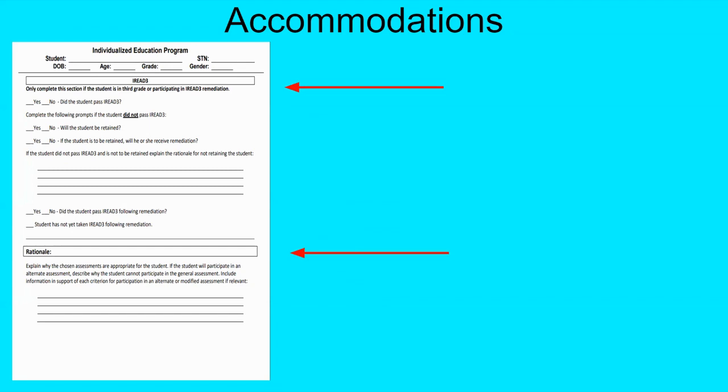And then, of course, you have to present the rationale, explain why the chosen assessments are appropriate for the student. So you have to explain, why are these accommodations appropriate? And you have to relay it back to the student's disability, because if they have a reading comprehension, okay, and you're providing these accommodations, you have to explain this is specifically why.